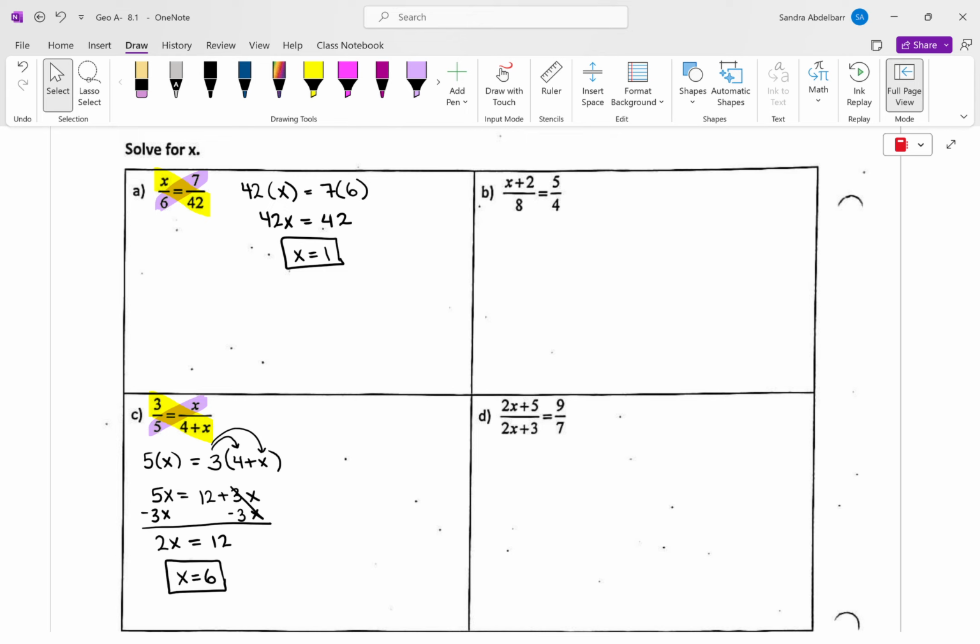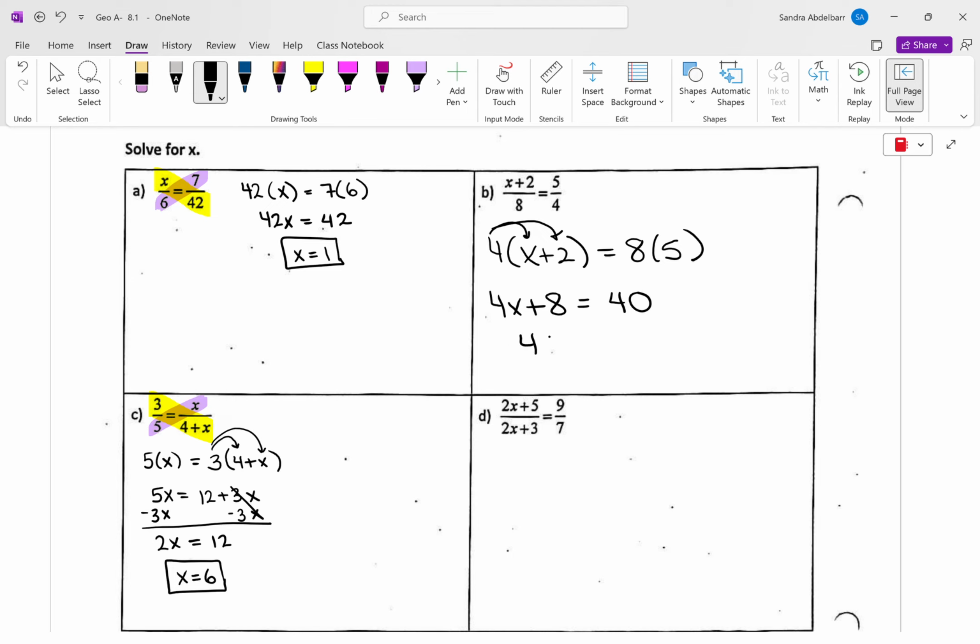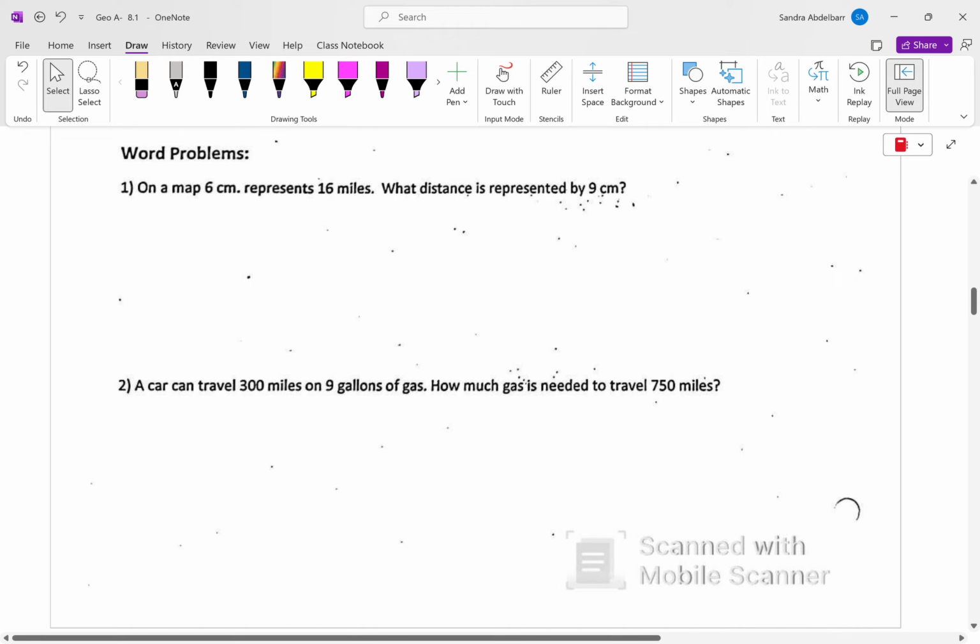Are we ready? So again, we want to cross multiply. So we should have done 4 times the quantity of x plus 2. Did we have to put parentheses around the x plus 2? Absolutely. That's going to equal 8 times 5. So I'm going to distribute in. We will get 4x plus 8 is equal to 40. 4x will equal 32, so x will equal 8. How many people got that? Perfect. All right, let's move on to some word problems.